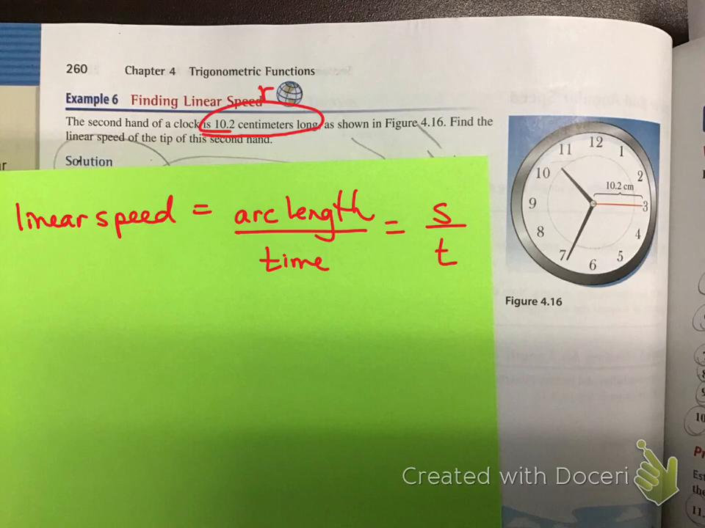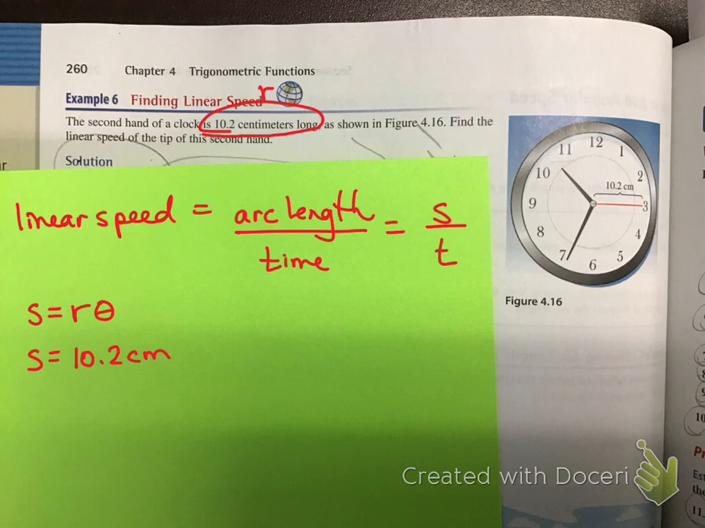And we want to find the linear speed. Let's see. I don't have S. I know the radius, I know the R, but I don't know the S. So I think I'm going to have to use my formula, S equals R theta, to see if we can find it. So arc length is the radius times the angle.